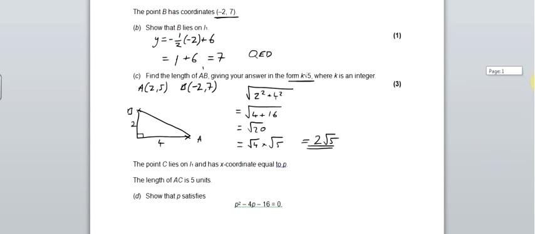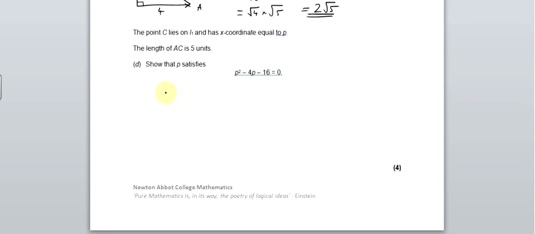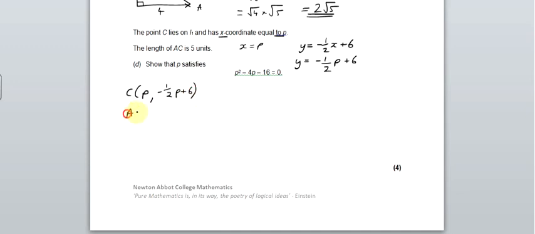Now, this is the hardest part. 4 marks for this. So the point C lies on L1 and has an x coordinate equal to p. So we know that C has got an x coordinate that is p. Now, just to remind you, the line equation was y is equal to minus a half x plus 6. So if x equals p, then y is equal to minus a half p plus 6. So that's our other coordinate. And that's C, and we already know what A is. A is (2, 5).